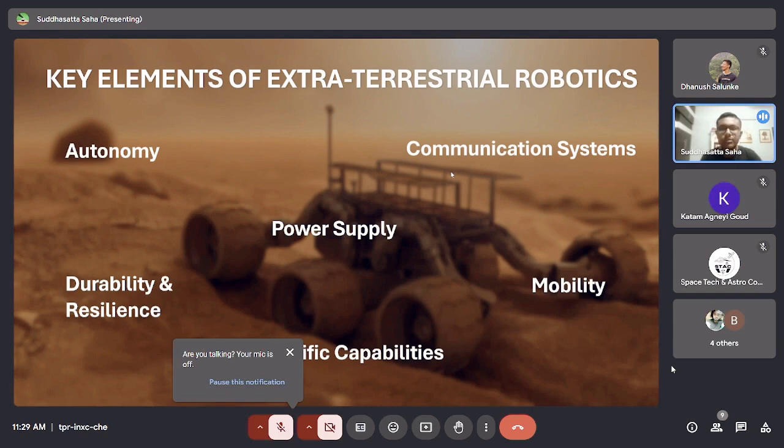So the rovers must be able to do that, because it is not always possible to remotely control them from Earth or any spacecraft nearby or any orbiter for that matter. So we need something that makes them much more autonomous in their operational nature. Now we come to another important aspect and key element of extraterrestrial robotics, which is durability and resilience.